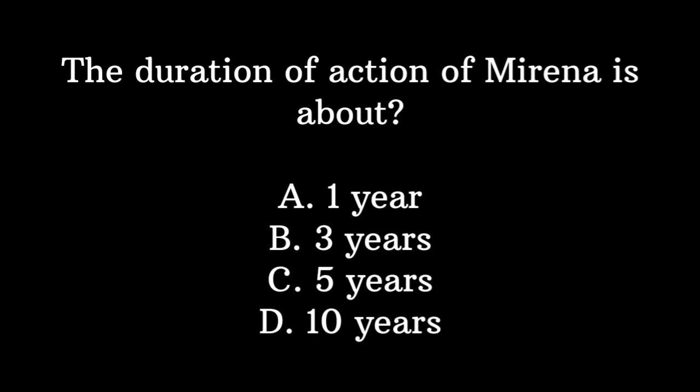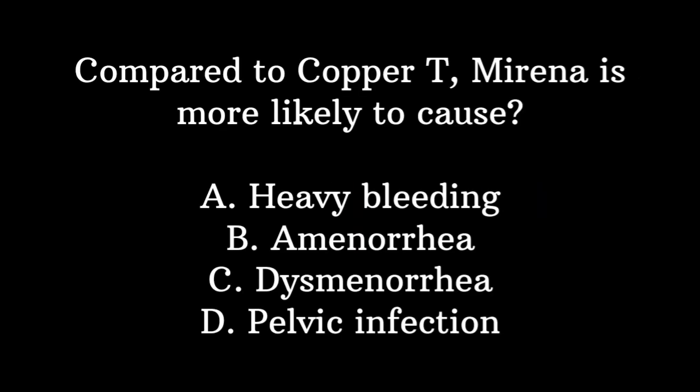Question: The duration of action of Mirena is about. Options: A. 1 year, B. 3 years, C. 5 years, D. 10 years. The correct answer is option C, 5 years. Question: Compared to copper T, Mirena is most likely to cause. Options: A. Heavy bleeding, B. Amenorrhea, C. Dysmenorrhea, D. Pelvic infections. The correct answer is option B, amenorrhea.